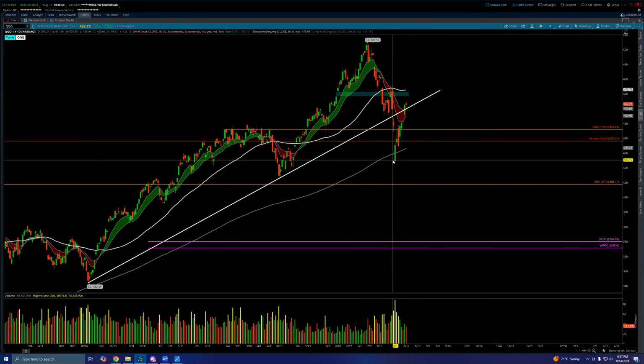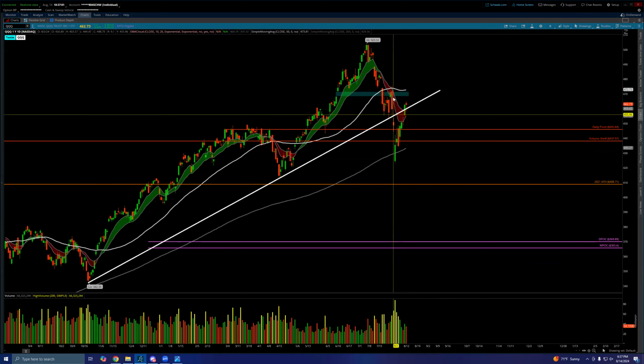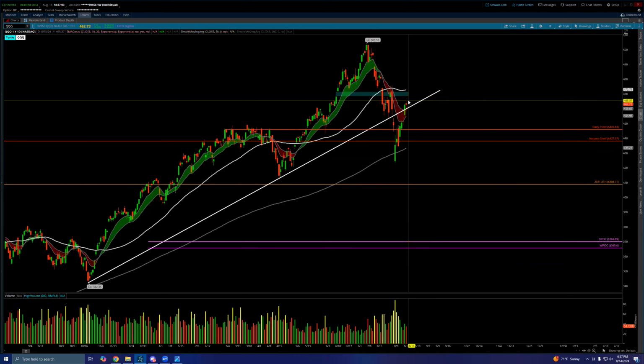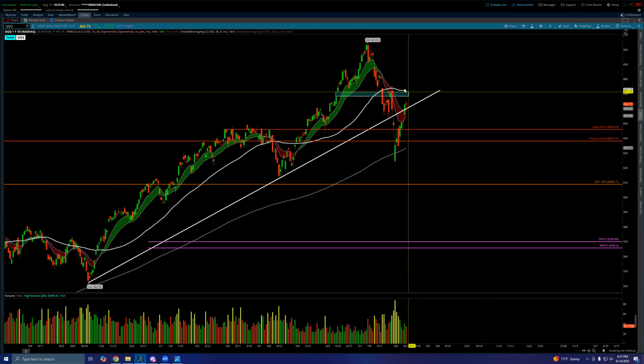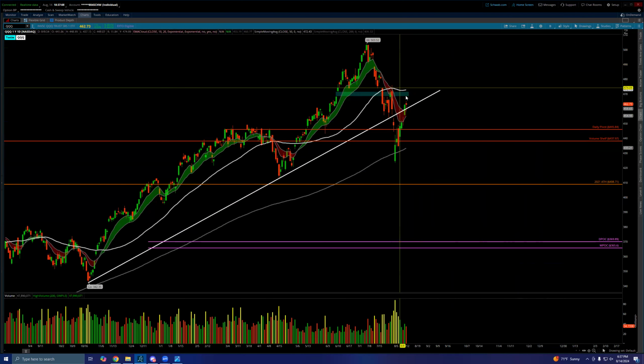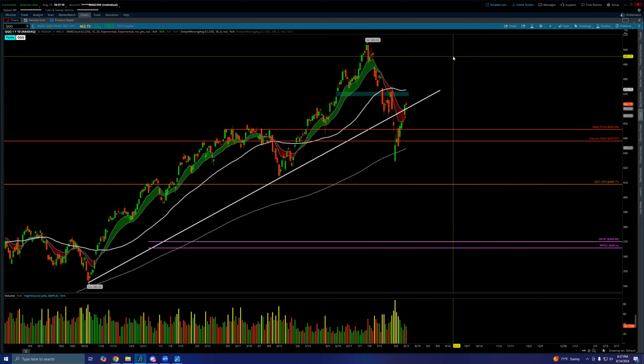Either we time the bottom perfectly, which most of the time is not going to happen, or we wait for that constructive high probability long setup, right? Pretty simple. We don't need to catch the market in every trade, right? We just need to be able to ride the highest probability trades.